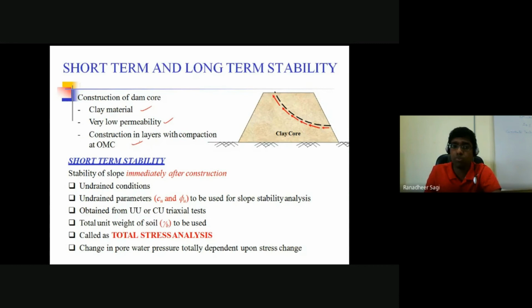Once the construction of that slope is completed, if you are analyzing the stability of the slope immediately after construction, I repeat, immediately after the construction, then we take into consideration what are called undrained conditions prevailing in that soil, because immediately after the construction of the embankment you don't expect the soil to have a complete consolidation process finished. That's the reason why immediately after the construction of that slope we take into consideration what is generally called undrained conditions in the soil.